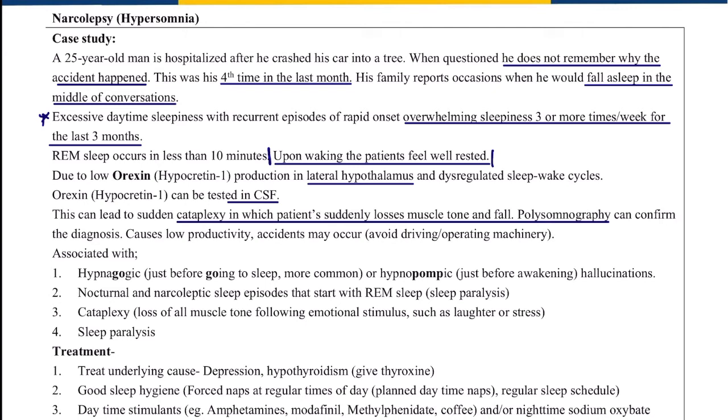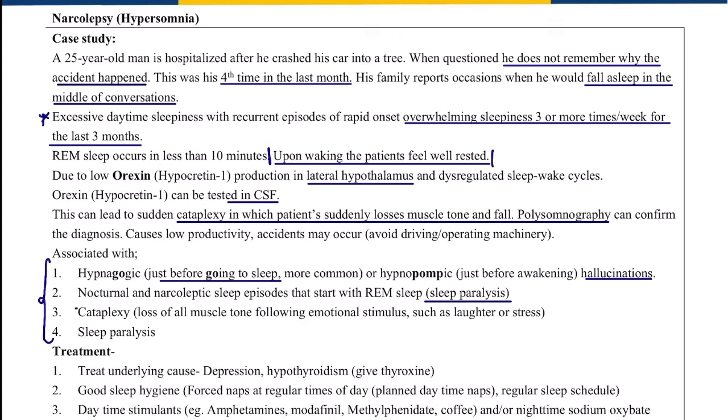And very importantly, you need to know these 4 associations. This is associated with something called hypnagogic, that is just before going to sleep, or hypnopompic, just before awakening hallucinations. This is the more common one. They would have hallucinations. Then there would be sleep paralysis.